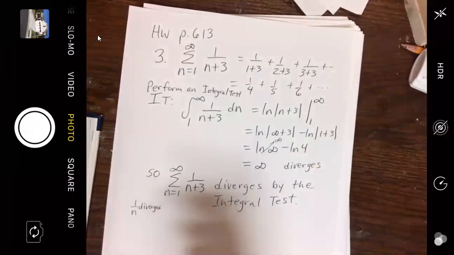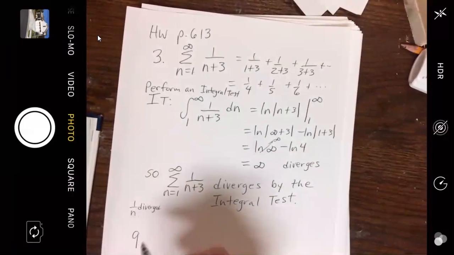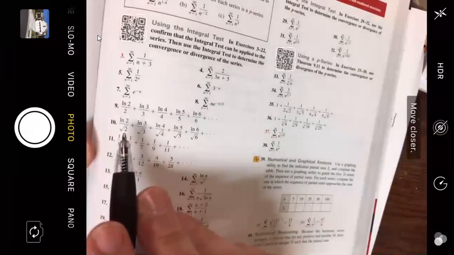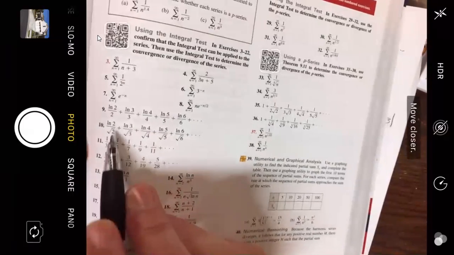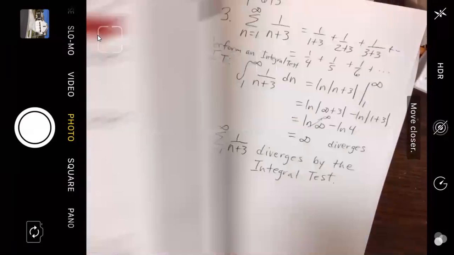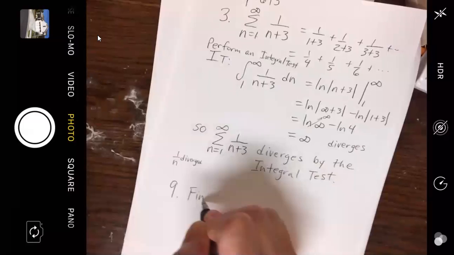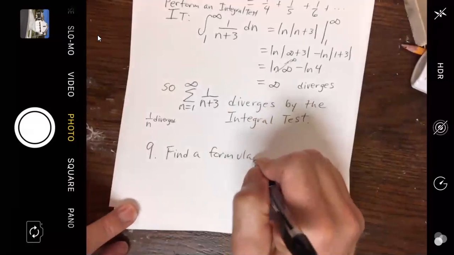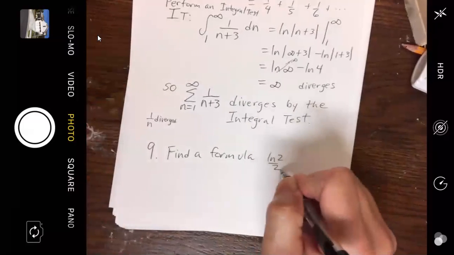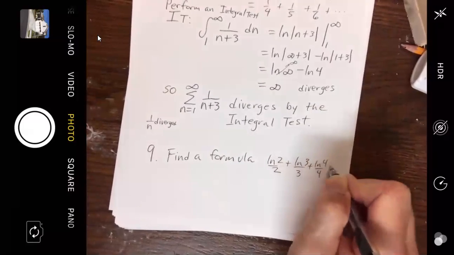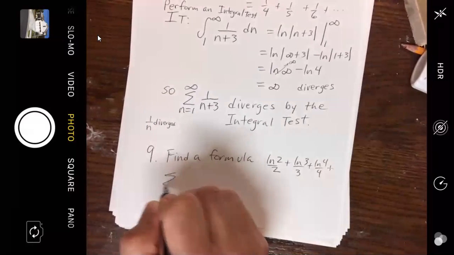Some of these you're going to have to find formulas for, like on number 9. See how they give you log 2 over root 2, log 3 over, I'm sorry, number 10, log 2 over 2, log 3 over 3, log 4 over 4. So you're going to have to find a formula before you can do your integral test. Number 9 gives you log 2 over 2, log 3 over 3, log 4 over 4. Hopefully that's obvious. It would be a sum.